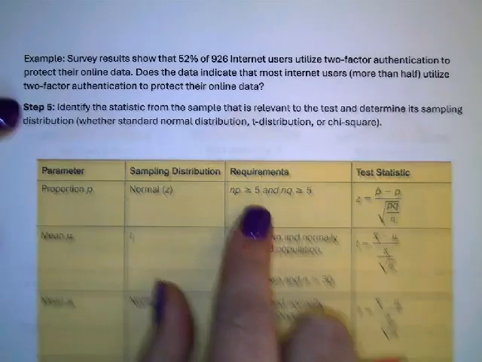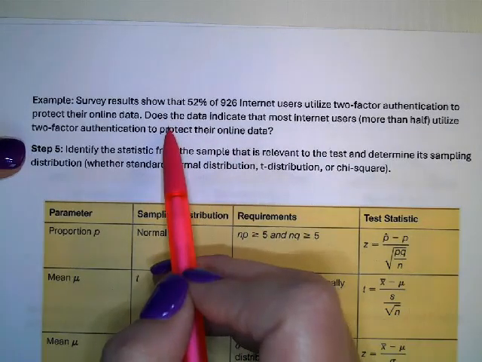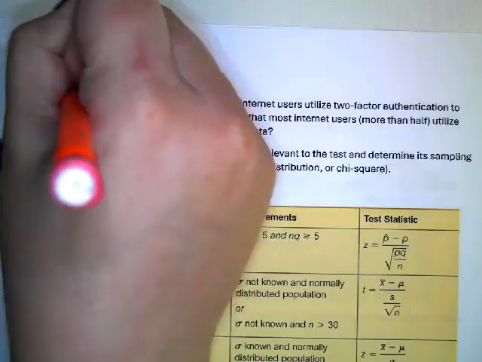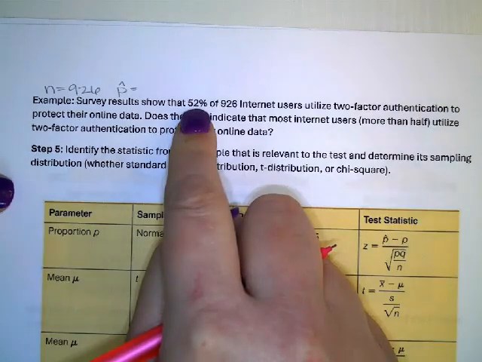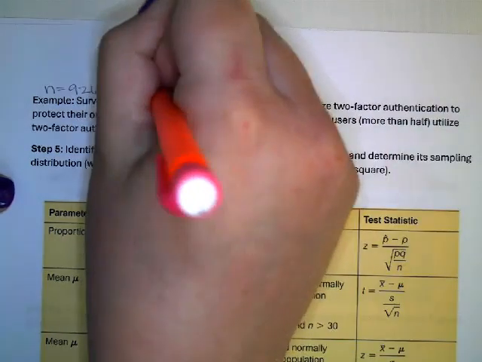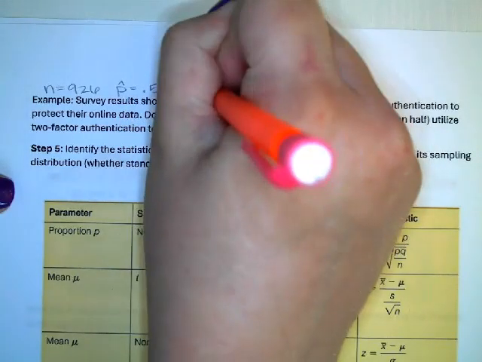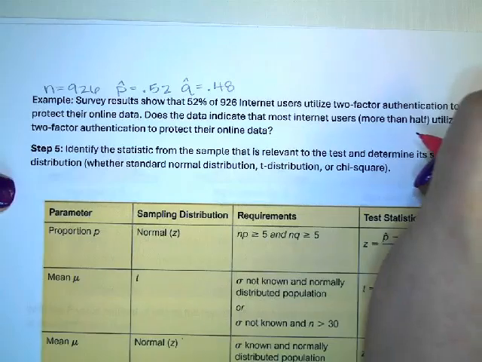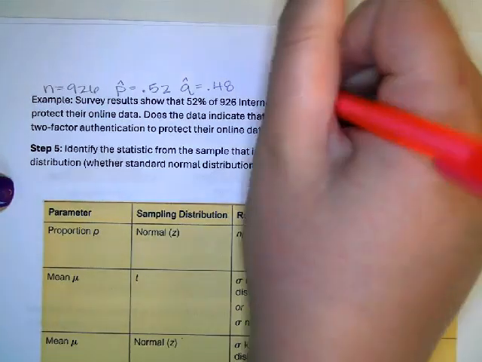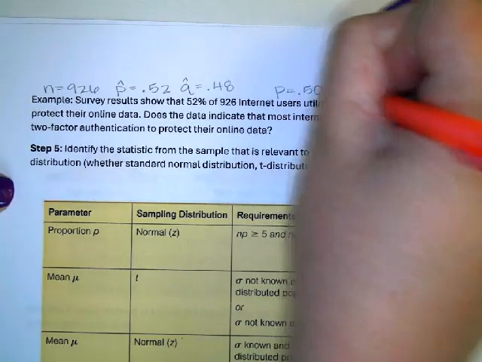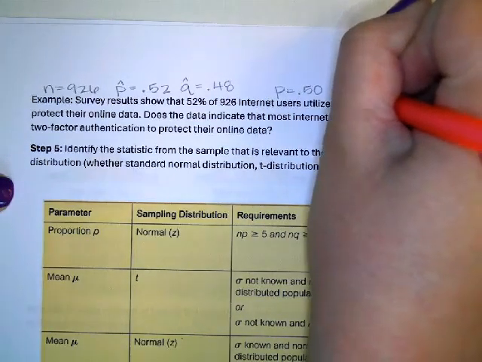So I'm going to identify what the different numbers are in this problem. So we have the sample size is 926. We have p hat, which is the sample statistic, so 52%. We don't need it for the formula, but I'll say it anyway. Q hat is the complement of p hat. That's 48%, or a probability of 0.48. P is the population proportion, so that's 50. And then q is the complement of that population proportion, and that's also 50.